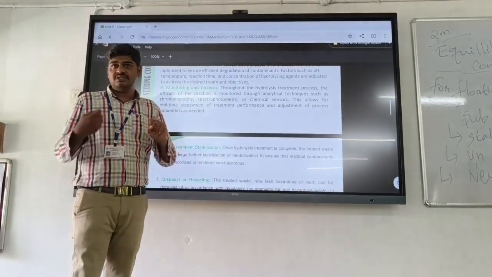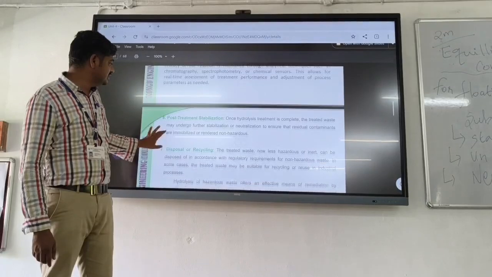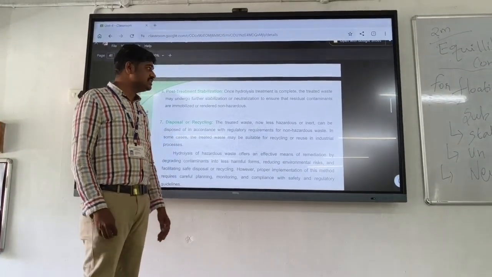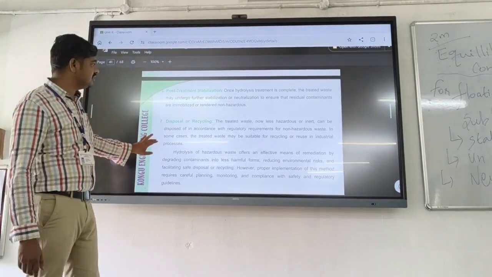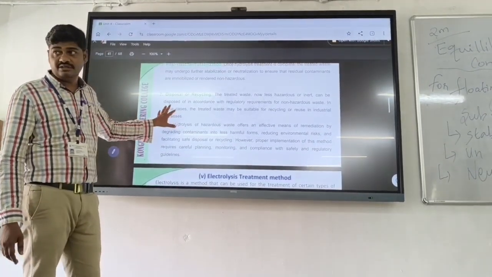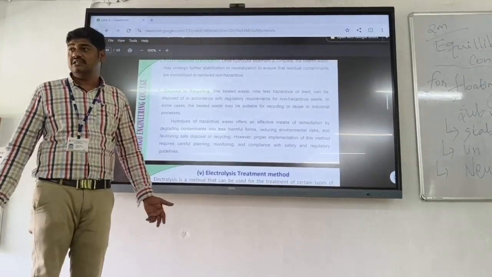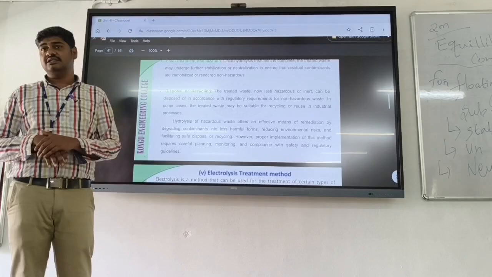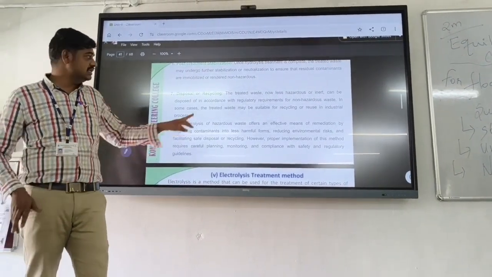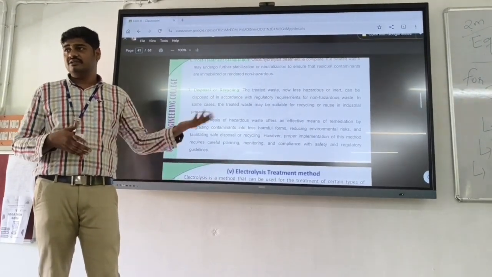Okay, once again we check the samples by using analytical techniques. Then post-treatment: once hydrolysis treatment is completed, the treated waste may undergo further sterilization or neutralization reactions. Disposal is very important in this method. The last step is disposal and recycling. The treated materials we use for another purpose, this is called recycling. Suppose it has no use at all, then we go for disposal.